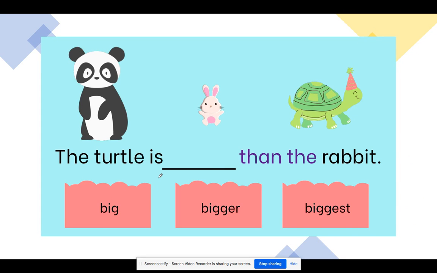Let's go into a sentence here. I have three options at the bottom, and you need to decide which version of the adjective is the best to compare. All right, let's look at the sentence.